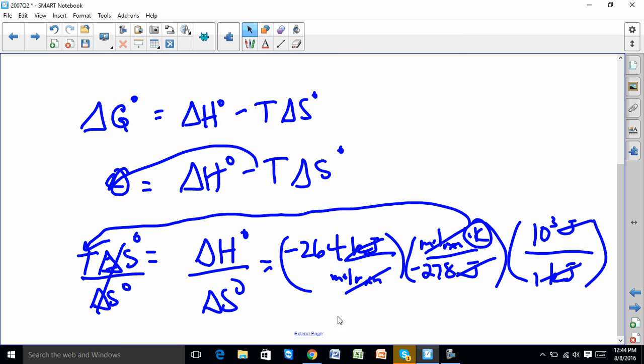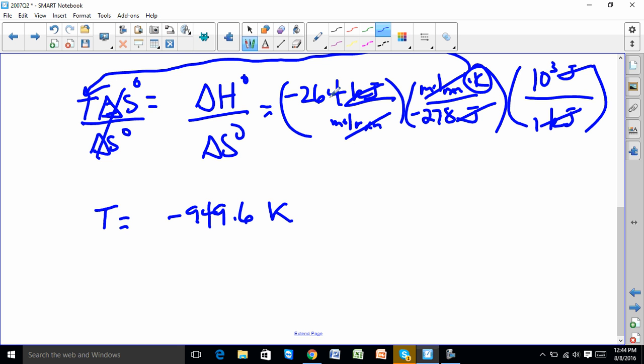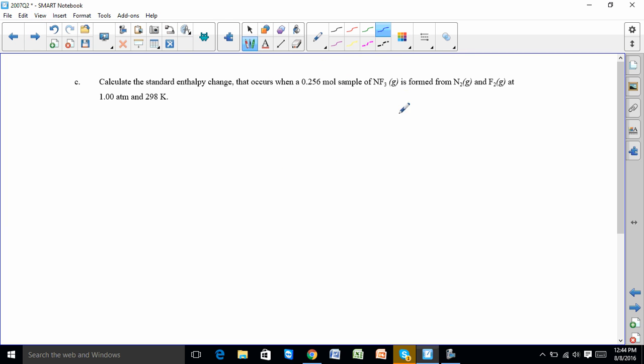And so we find that the temperature at which this flips is what comes off on the calculator when I did it, negative 949.6 K. And this has 3, and this has 3, and this is a definition. And so the scoring guidelines say this with a dot there because that makes it 0 significant. That's a crazy way of doing that problem. Okay, I just did that.